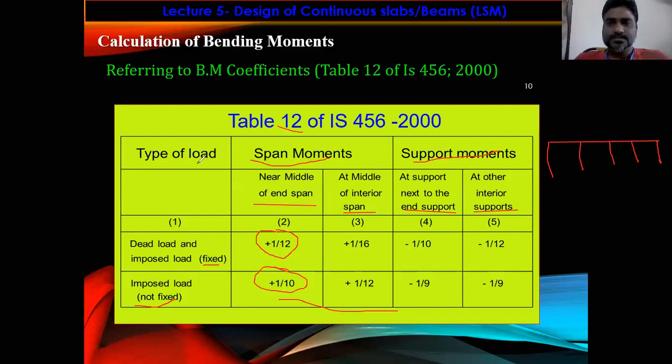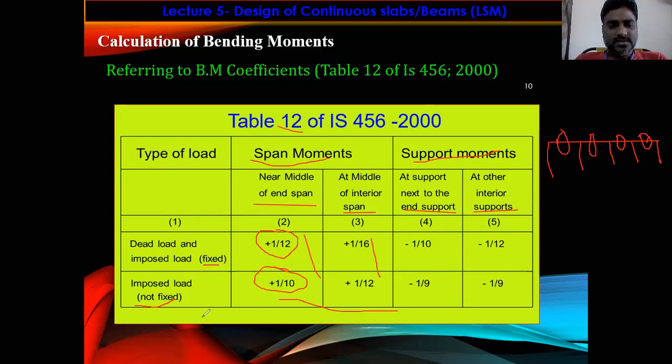Near middle of end span. That means this one and this one are the end spans. So near the middle of end span means here and here. To determine these bending moments, you can use this coefficient near middle of end span. At middle of interior span means these two are interior spans. So whatever the bending moment coefficients corresponding to this one is useful to determine the bending moment here and at middle of other interior spans.